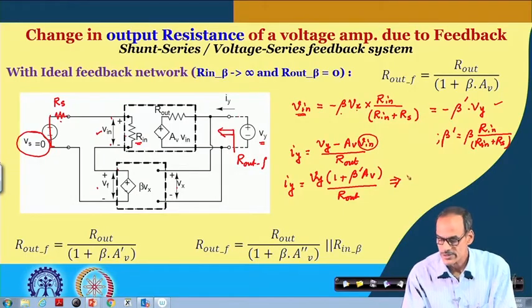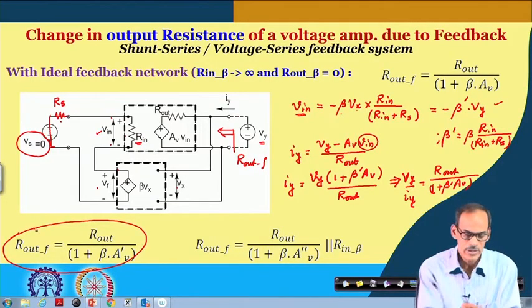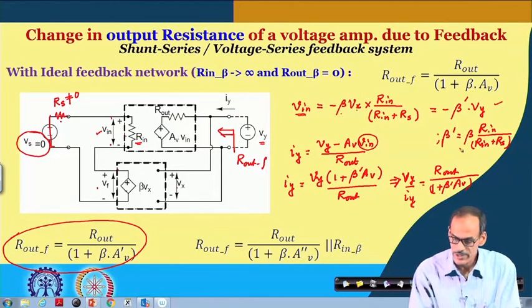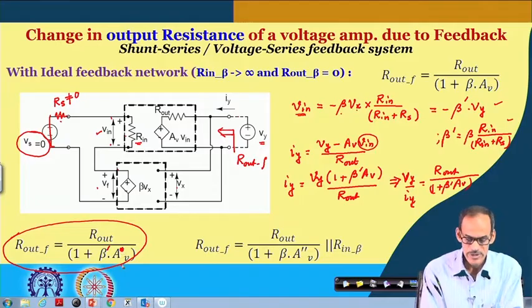and that gives us V y divided by I y equals R out divided by 1 plus beta dashed into A v. So, that is the output resistance under this condition in presence of this R s, where beta dashed is given. In fact, this is a typo. So, it should be beta dashed and not A dashed. So, it is A v. So, we do have A v here.